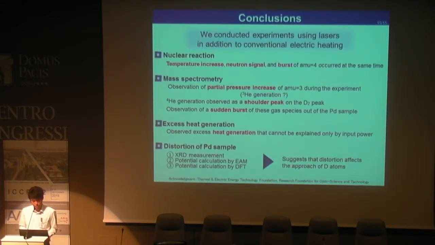This is a summary of our results. We conducted experiments using laser in addition to conventional electric heating. During the experiments, we observed a sudden temperature increase, a neutron signal, and a burst of mass number 4 at the same time. In mass spectrometry, we observed a particle pressure increase of mass number 3 and 4 generation as a shoulder peak on the deuterium peak. And we found a sudden burst of these gas species out of the palladium sample.